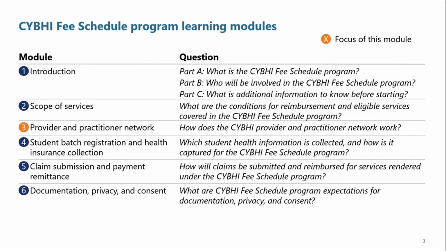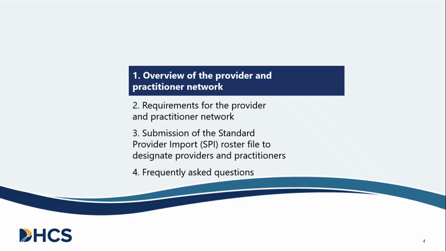Here's a snapshot of where we are in the broader onboarding process. Module 1 gave an overview of the program. Module 2 reviewed scope of services. For today's module, Module 3, we'll focus on the Provider and Practitioner Network. We'll address the key question: how does the CYBHI Provider and Practitioner Network work? In this module, we'll cover 4 key topics: overview of the Provider and Practitioner Network, requirements for being included in the network, the process for submitting the Standard Provider Import (SPI) roster file, and frequently asked questions.